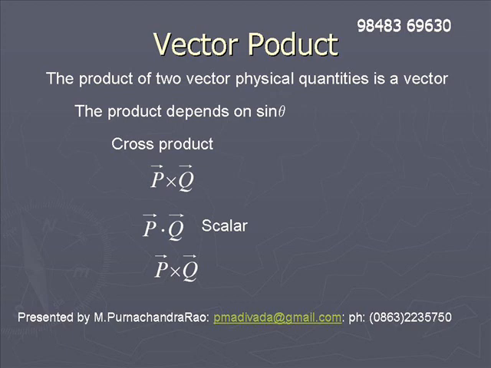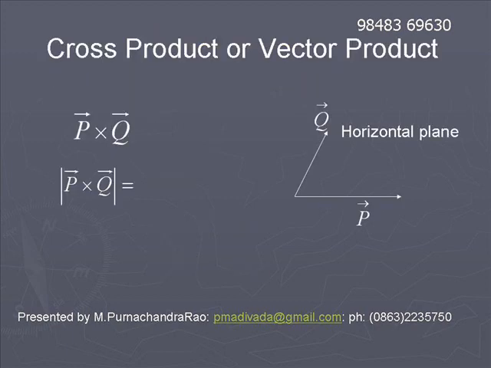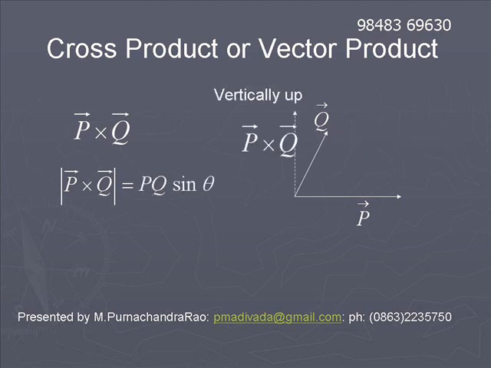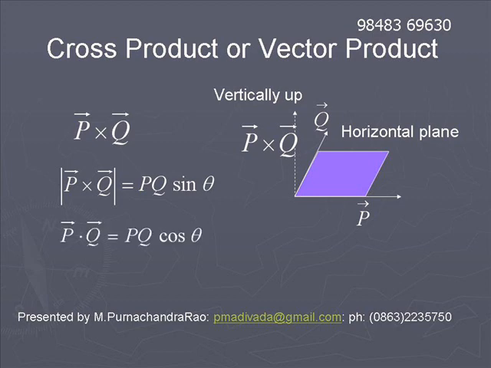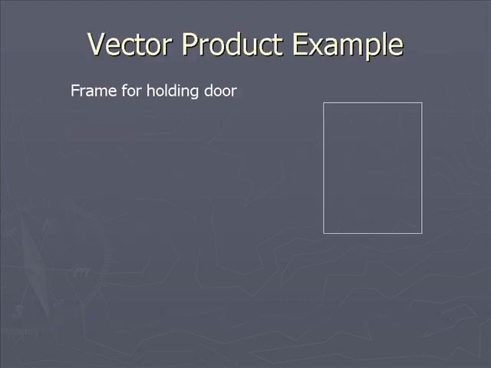Its magnitude is given by p q sin theta, and the direction is perpendicular to both p bar and q bar, or it is perpendicular to the plane contained by p bar and q bar. Like this, we take the direction of this perpendicular vector, cross product vector. The magnitude of the scalar product p bar dot q bar is equal to p q cos theta.